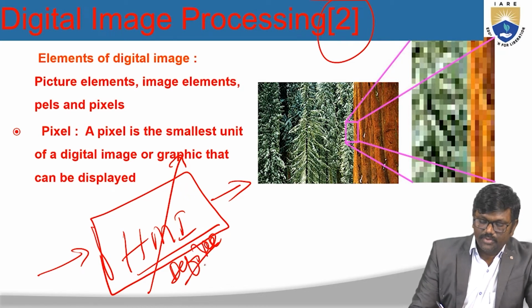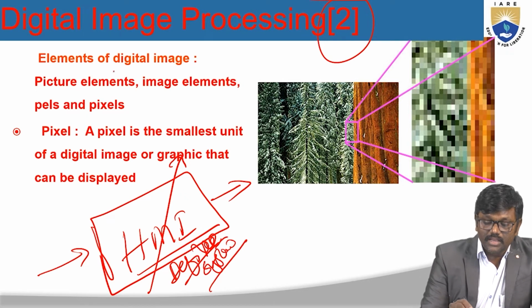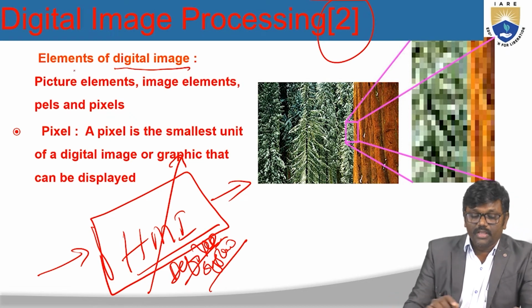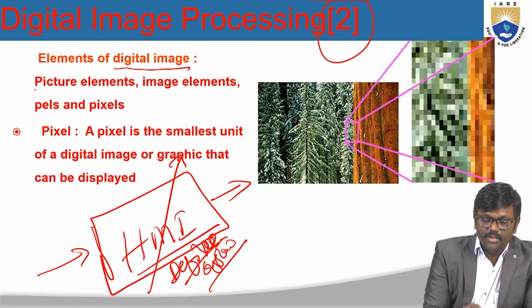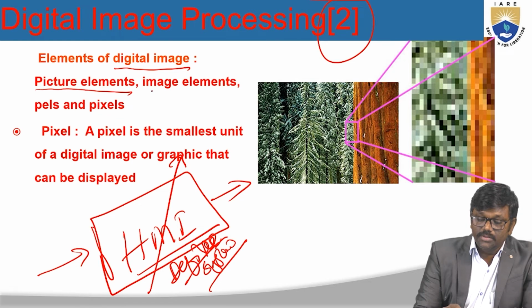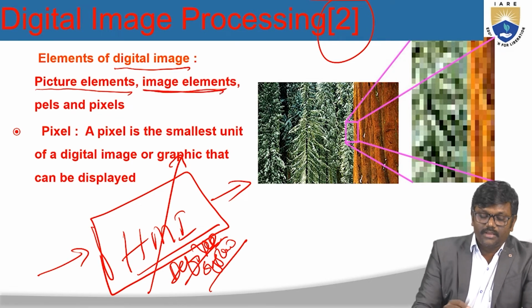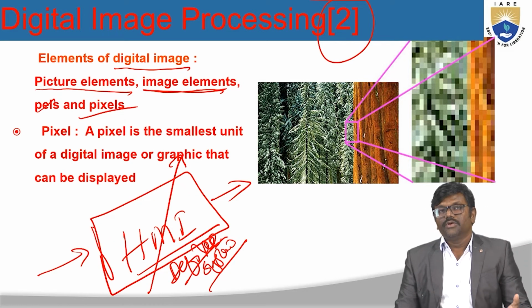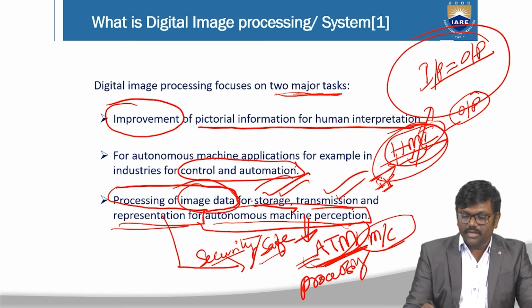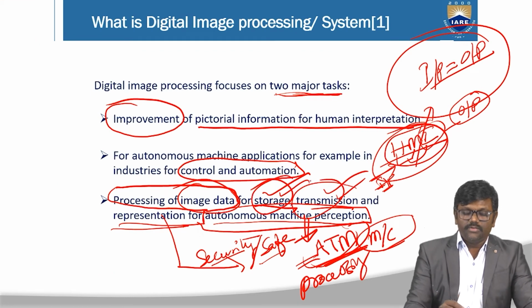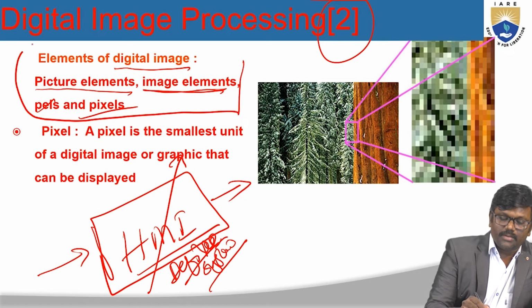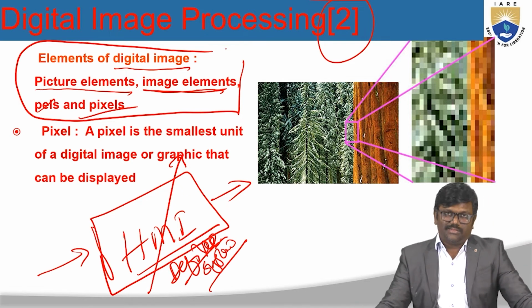To define this system, we need certain elements. What are the elements of digital images we need? Number one, pictorial elements. Number two, image elements. Number three, pels or pixels. Those are the elements which store your data, and are used for transmission and representation purposes. Let me define them one by one.